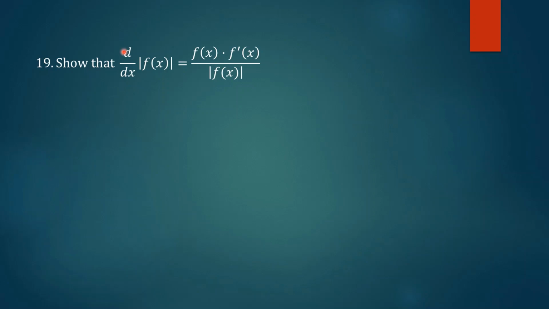This is your question. Show that d/dx of modulus f(x) is equal to f(x) into f dash x divided by mod f(x). Actually, it is not a question, it is a theorem type question. Actually, in the chapter continuity and differentiability, you recall the chapter. In continuity and differentiability, we discussed that the modulus of a function is continuous but not differentiable. Is not it? Not differentiable at some corresponding point.